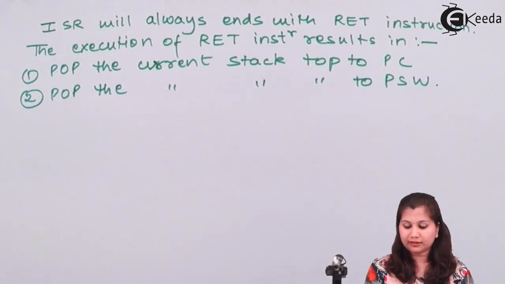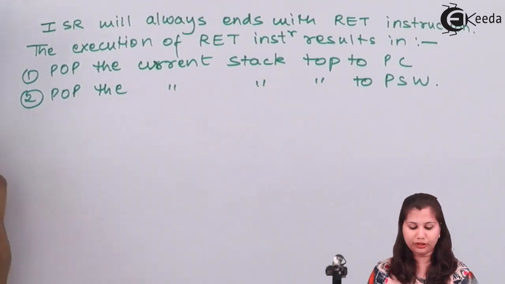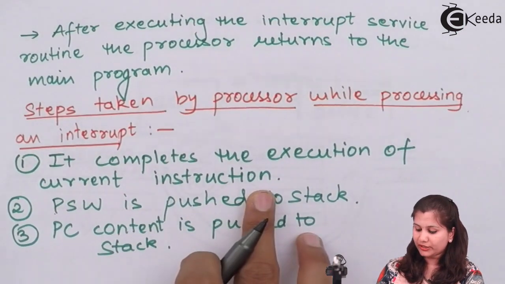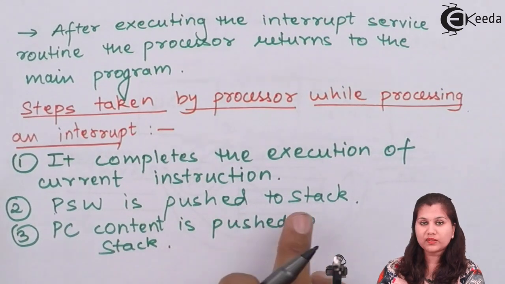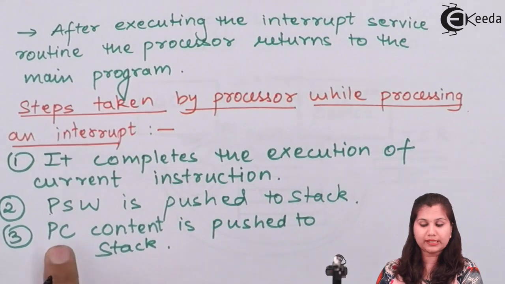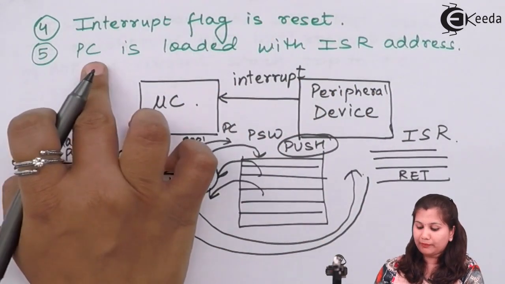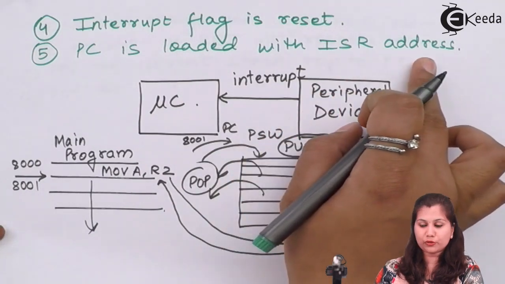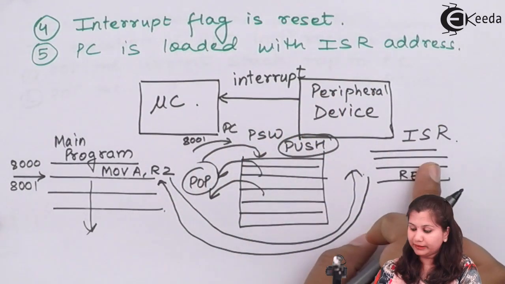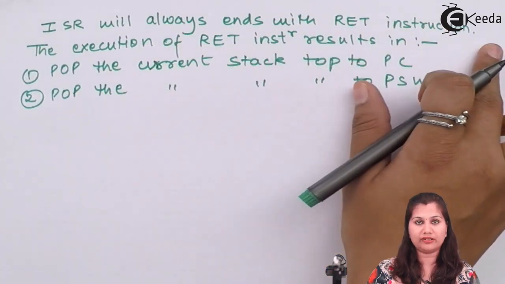Okay, so these are the total steps which are taken. First, it is going to complete the execution of the current instruction, then the program status word is pushed to the stack, then the program counter content is pushed to the stack. After that, the interrupt flag is reset, the program counter is loaded with the interrupt service routine address, and it is going to jump to that. The interrupt service routine always ends with the return instruction.